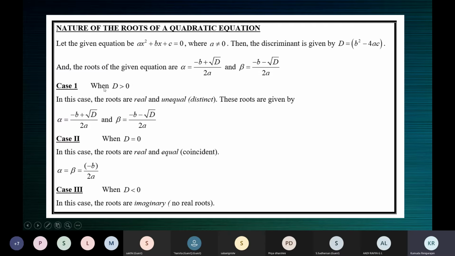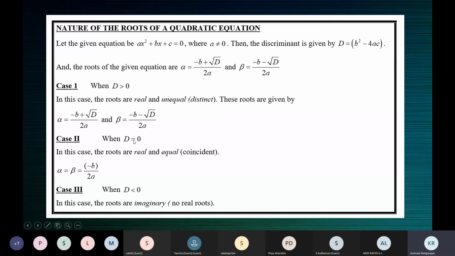Okay, so these are the three cases. The value of the discriminant D when it is greater than 0, that is positive. When the discriminant is equal to 0. When the discriminant is less than 0, that is negative. When D is positive, alpha will be minus b plus root d by 2a and beta will be minus b minus root d by 2a. You can also write this for alpha and this for beta. There's nothing like this is only alpha and this is beta.